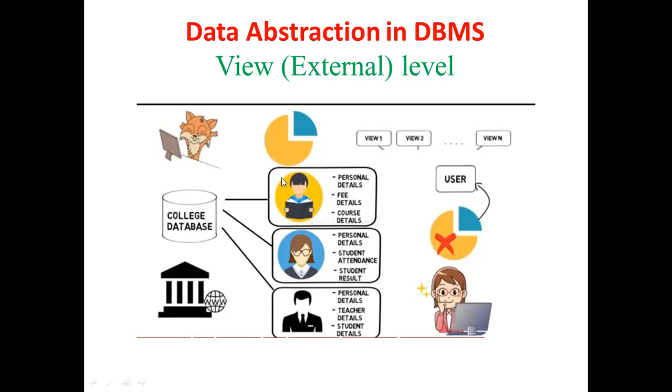That means the student will see data as per his requirement. That is nothing but the view level. So depending on the user, we provide the data to that user only. Depending on the user, the view of the database changes. According to the user, it decides which data must be shown and which data must be hidden. This is the level which is present for better communication or interaction of the end user with the database.